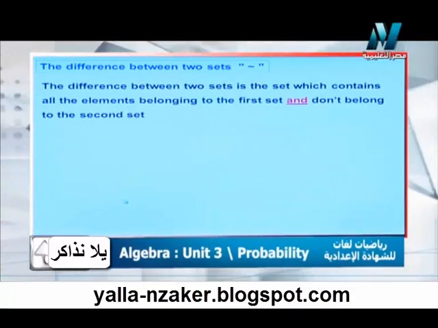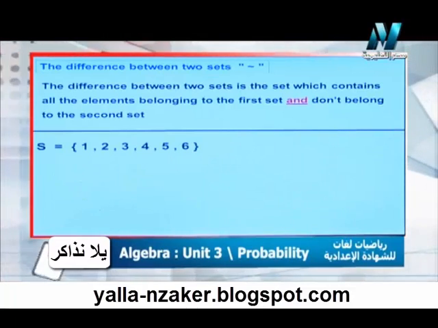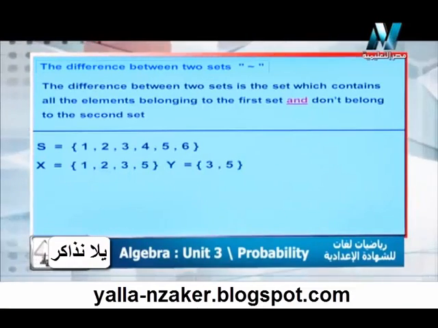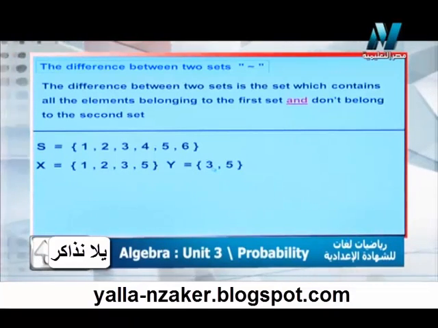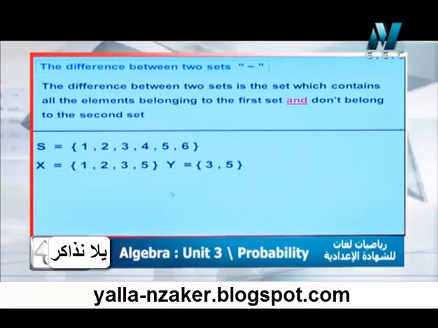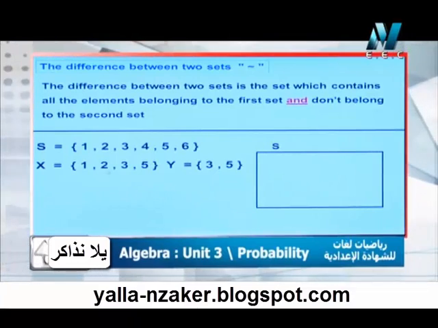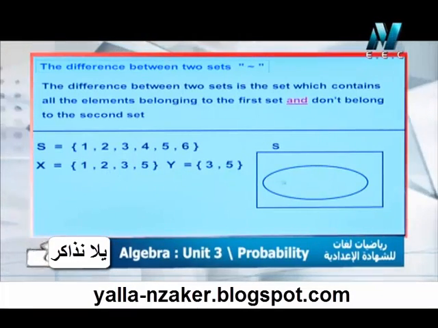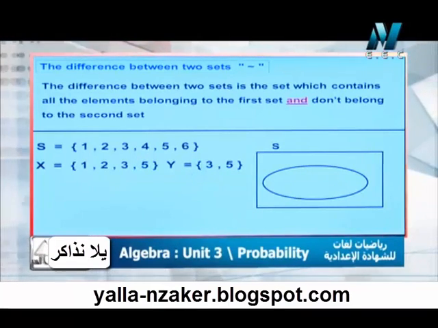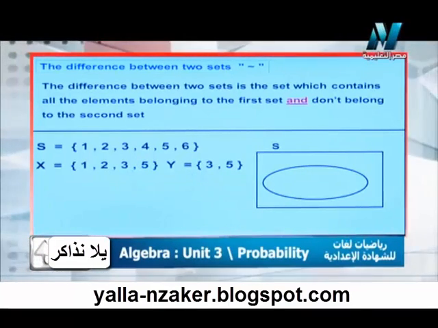Let's see another example. If you are given this is S, and this is the first event X: 1, 2, 3, 5, and the second event is Y: 3 and 5. Let's draw X: 1, 2, 3, 4 and 5. Where is Y then? Y intersects with X. Actually Y is a subset of X. It's a part of X.